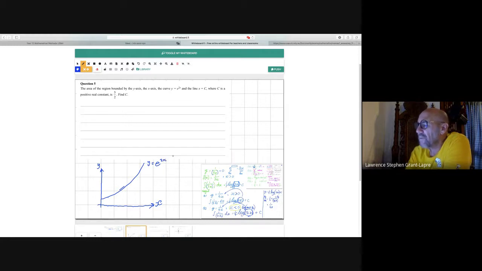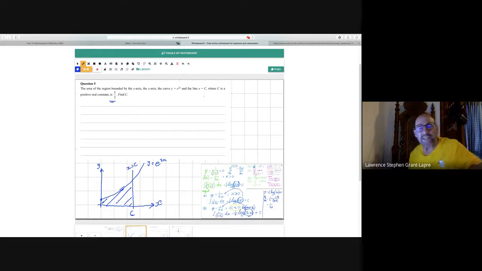And the line x equals c. Now there's an x equals c line here. That's the x equals c line, so it's c along the x-axis. This area bounded by the y-axis, the x-axis, that area is 5/2.